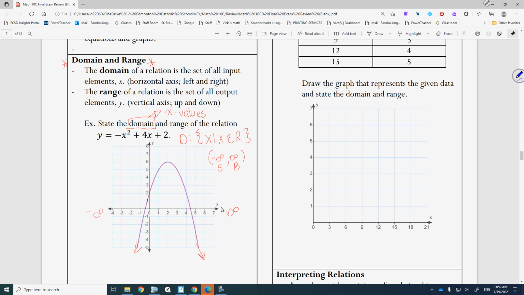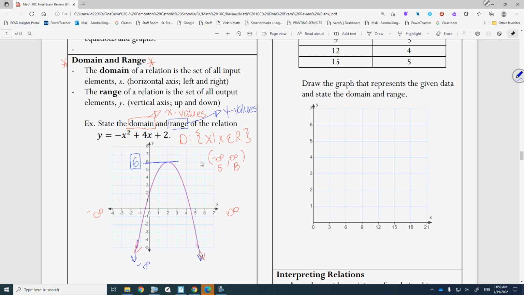Once we get to the range, range is a set of y values. So you ask yourself, what is the biggest or the smallest y value on this graph? The biggest y value would be 6. That's the biggest. What's the smallest y value? Well, it's going to keep going down to negative infinity. So if you have, remember, a number and then an infinity, you have to take that number and say either y is greater than or equal to 6 or y is less than or equal to 6.